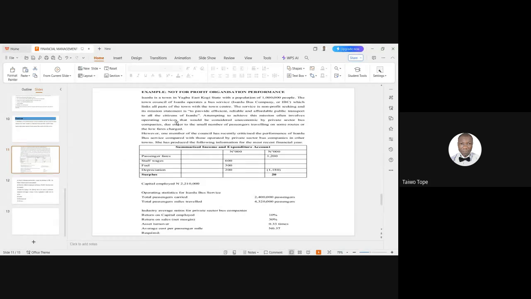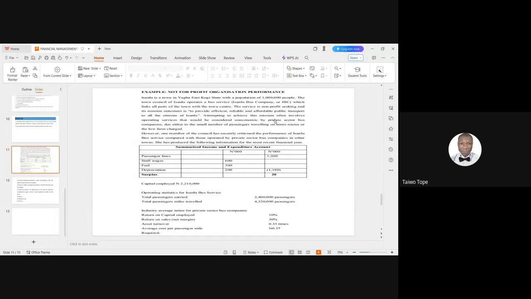So the objective, what is the mission of Isanlu Bus Company? What is their mission? You must know that. I believe you've not just read like that, you read with deep understanding. So what is the mission? The mission of the Isanlu Bus Company is to do what? To provide efficient, reliable, and affordable public transport to all the citizens of Isanlu. You understand?